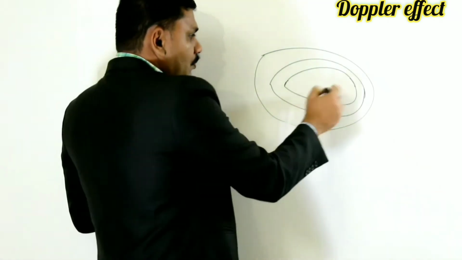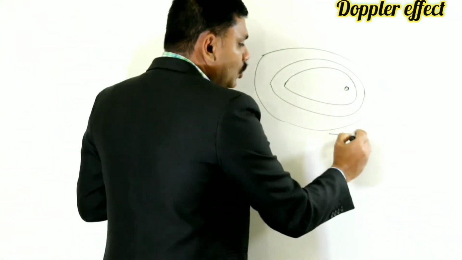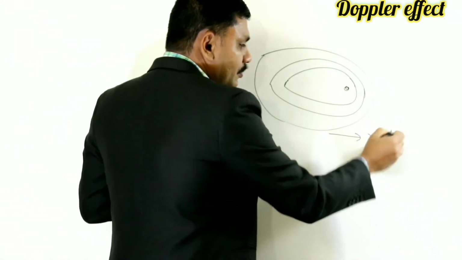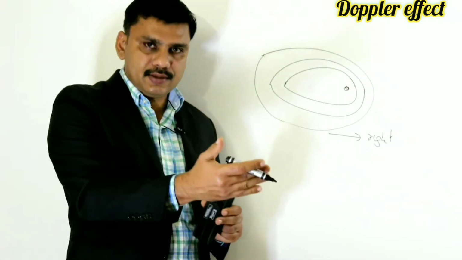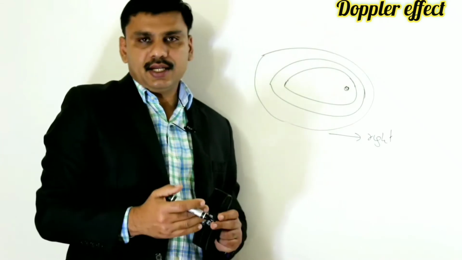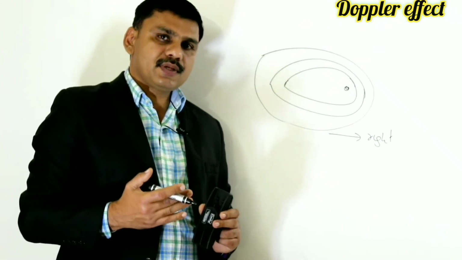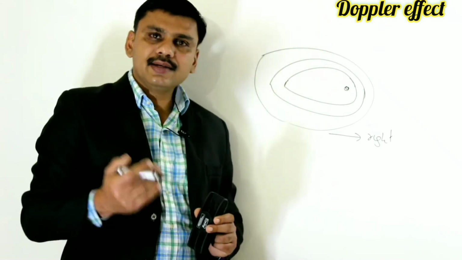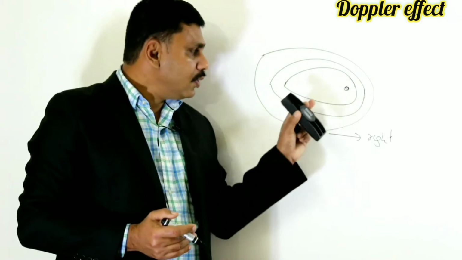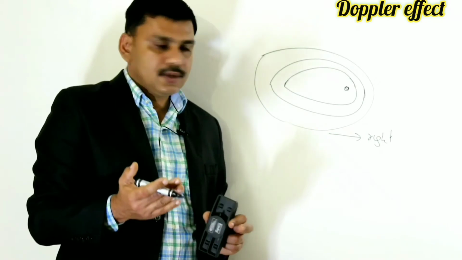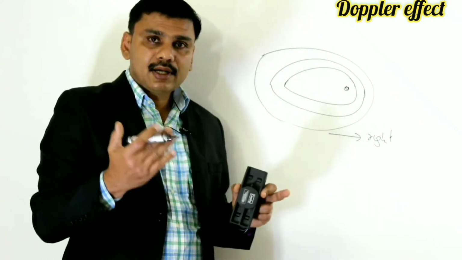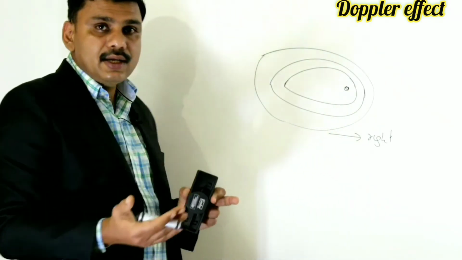This shows the object is moving towards the right, and the frequency is increasing. So these types of diagrams you can see in the objective and descriptive questions. If you know the meaning of this diagram, you can do the problems. So the diagram can come in any way.